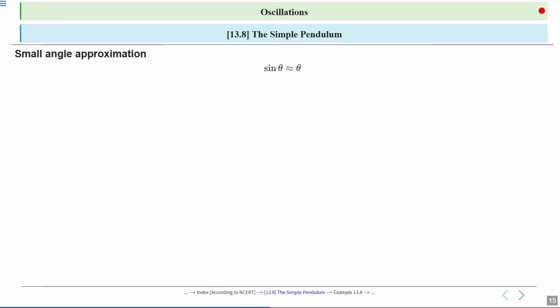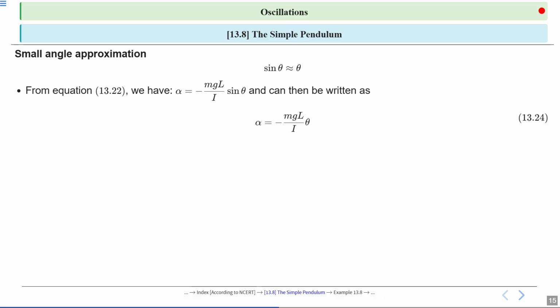So sin theta is approximately equal to theta. From equation 13.22, we have alpha equal to minus mgl divided by I sin theta, which can be written as alpha equal to minus mgl theta divided by I. Here we use an approximation: we replace sin theta with theta. So the equation becomes this one. This is a much simpler form and is labeled as equation 13.24.